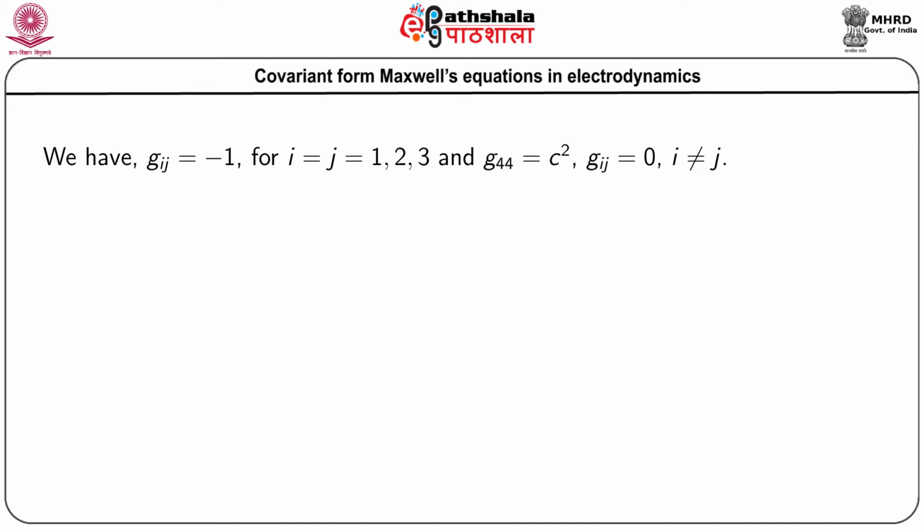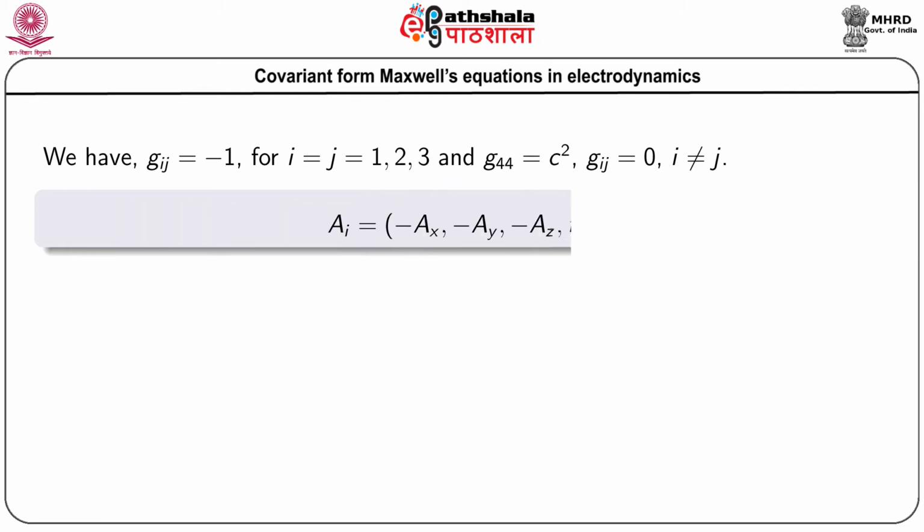That means we have G_ij equals minus 1 for i equals j equals 1 to 3 and G_44 equal to c square, and otherwise, when i is not equal to j, G_ij is equal to 0. So, A_i has the components minus A_x, minus A_y, minus A_z and f.